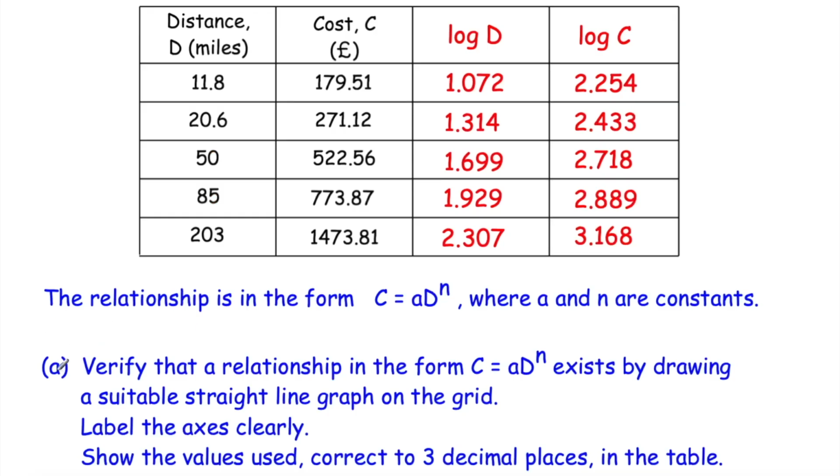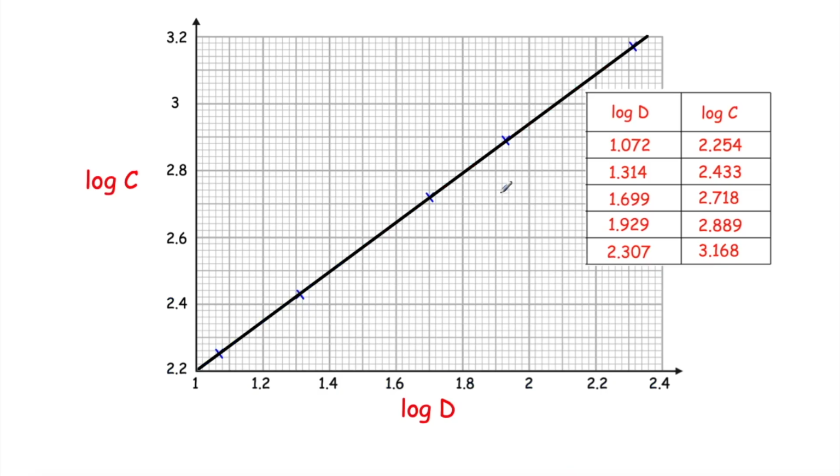So if we go back to our question, the question says, verify that a relationship in the form c is equal to A d to the power of n exists by drawing a suitable straight line graph on the grid. So we've drawn the straight line graph of log d against log c. So log d going across horizontally and log c going up vertically. That's our log graph. And we've labelled the axes. And then we also showed the values that we used in the table, correct to 3 decimal places. And then we plotted our points. It was a nice straight line and we drew a nice straight line through them.